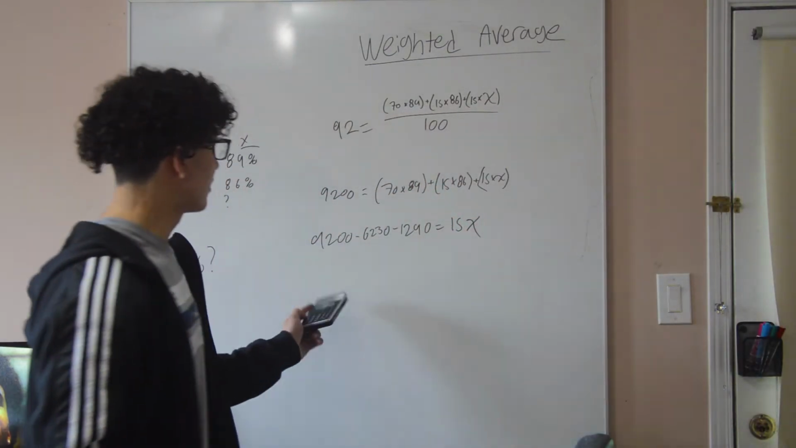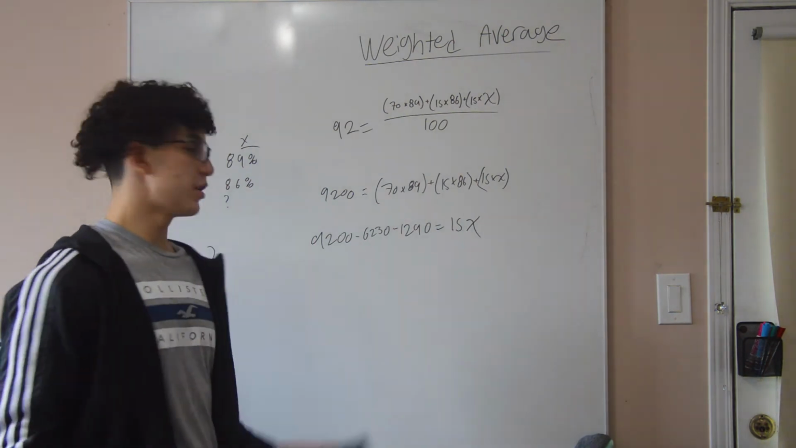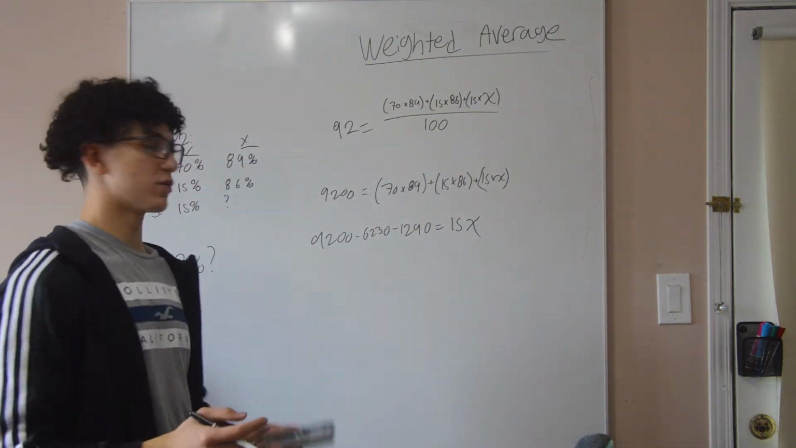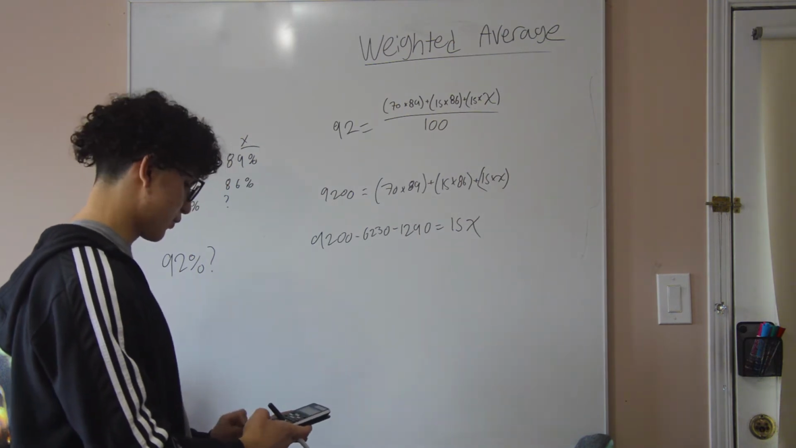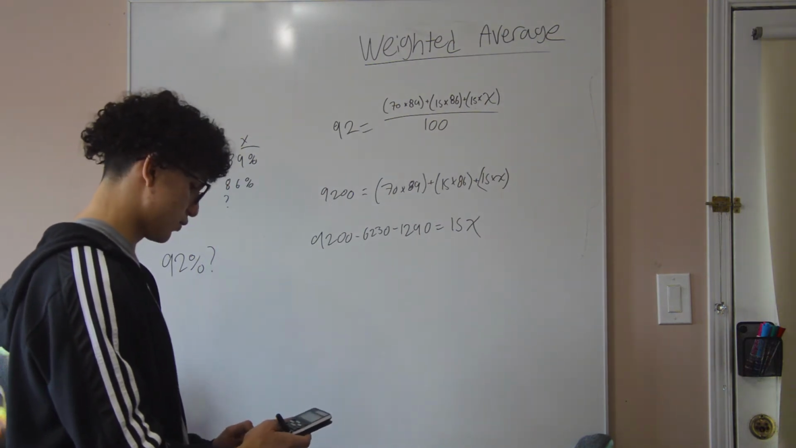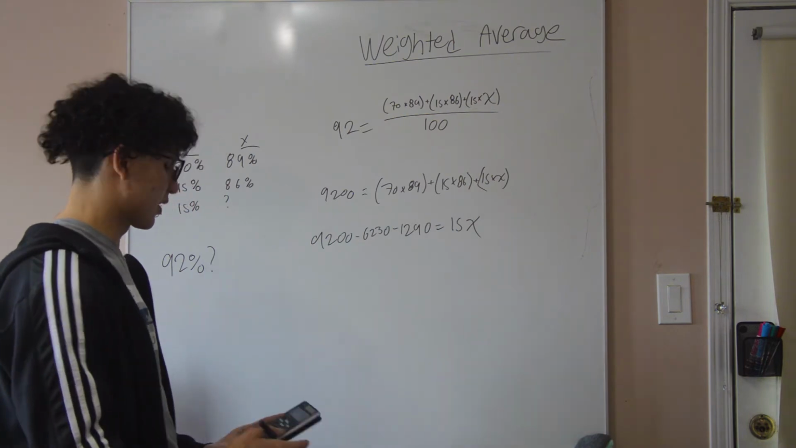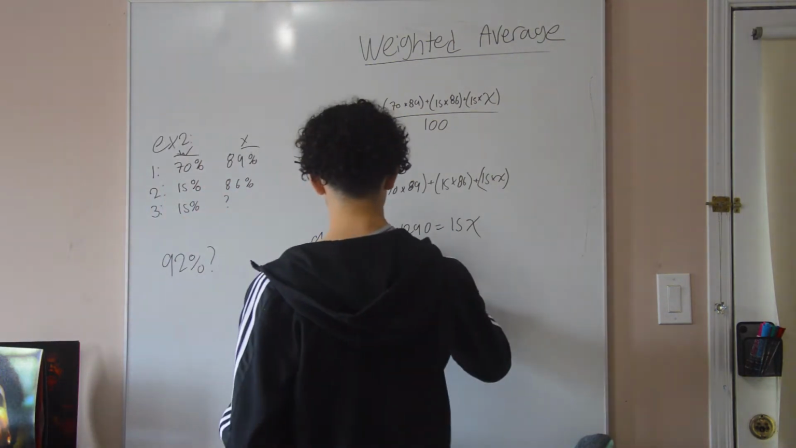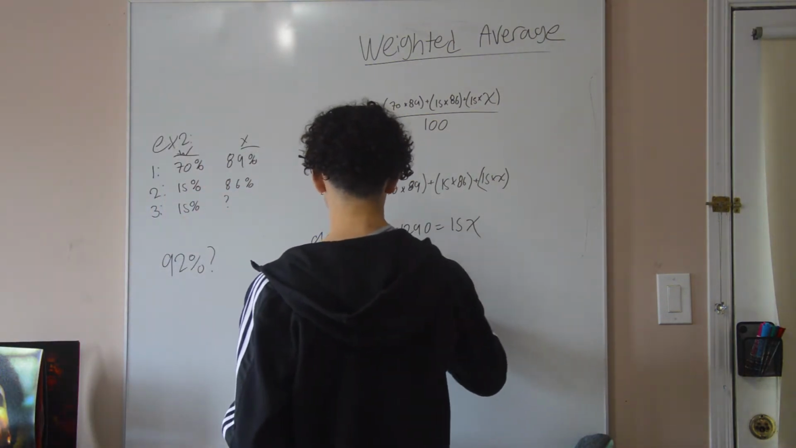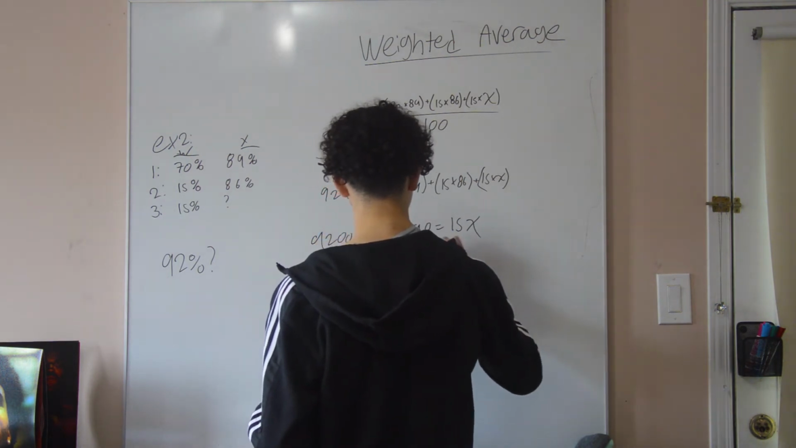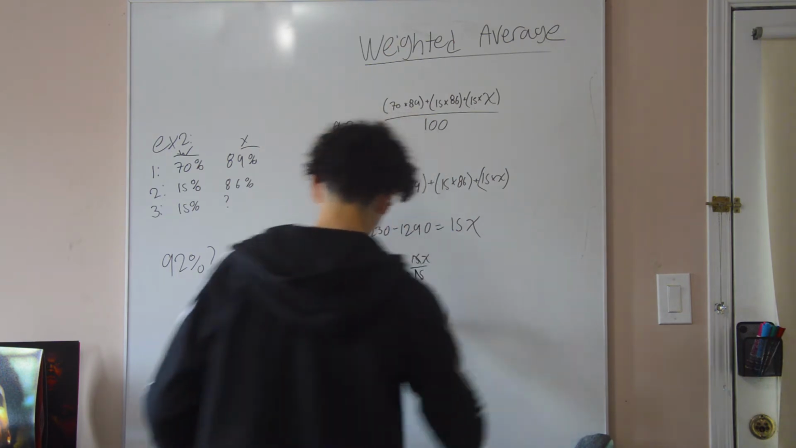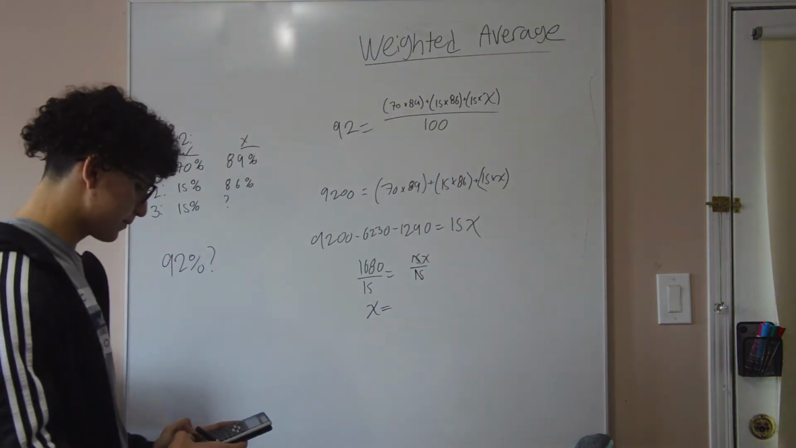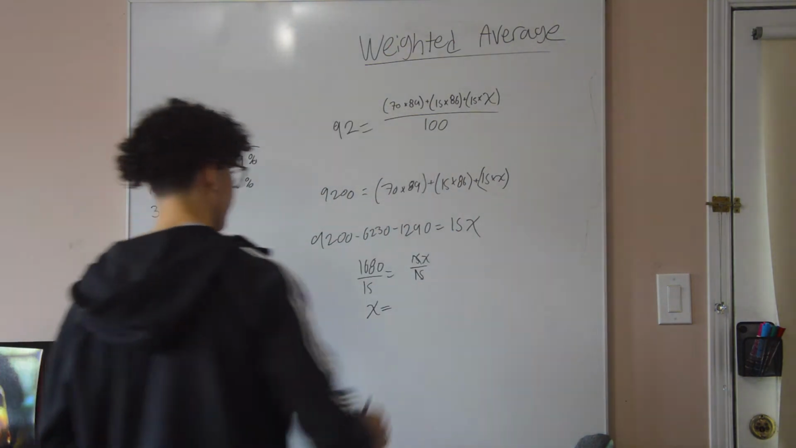Okay, so we get 9200 minus 6230 minus 1290 is equal to 15x. And real quick, 9200 minus 6230 minus 1290, we get 1680 equals 15x. So just divide both sides by 15, and our final answer becomes 112.